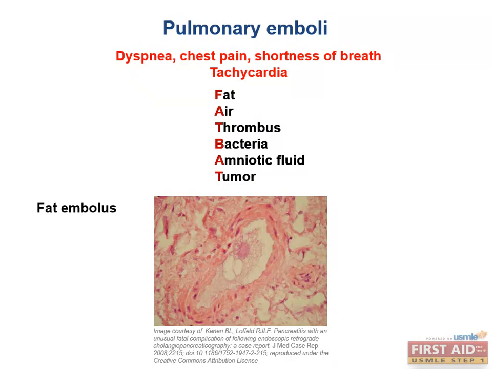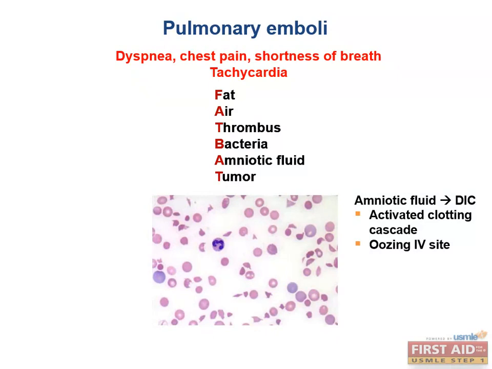If a woman presents just after delivering a baby with a stroke and shortness of breath, what should you be thinking? Amniotic fluid emboli, which in addition to PE can also lead to stroke, an anaphylactoid reaction, and also DIC. What is DIC again?